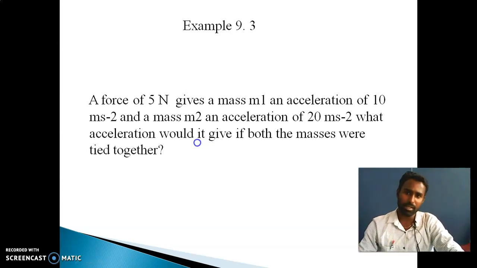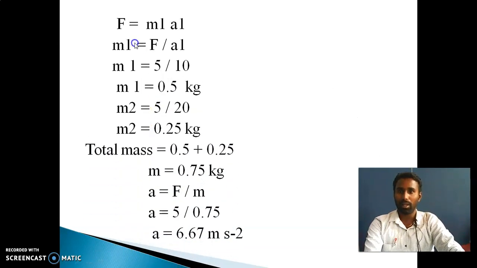Okay, in the first case they gave force and acceleration. Second case, see here, they also gave acceleration. So the same force. So when the masses are combined together, what will be your acceleration? The first one, see here, F1 equal to m1 into a1. So m1 I have to find, means this a1 will go that side, so f divided by a1.